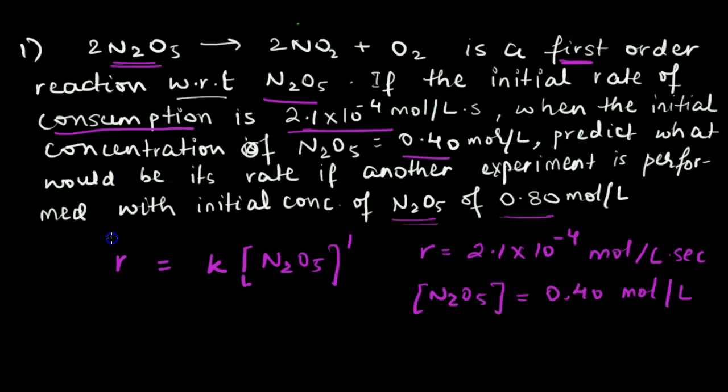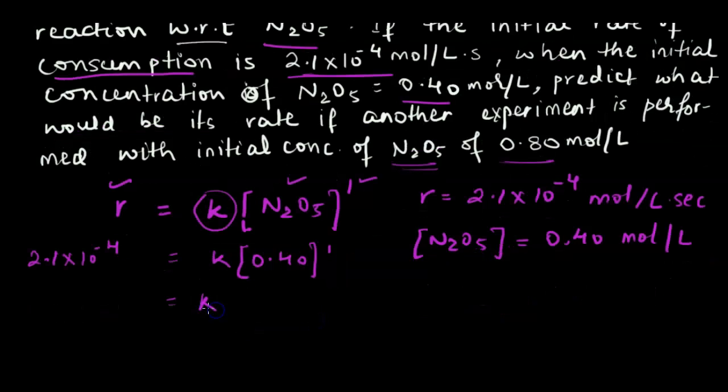Now we are given this in the reaction, and we already know the order. What we do not know is the constant. We would put all of this information into the rate law to find the constant first. So we get 2.1 times 10 to the power negative 4 equal to K, and the concentration given to us is 0.40 raised to the power 1.